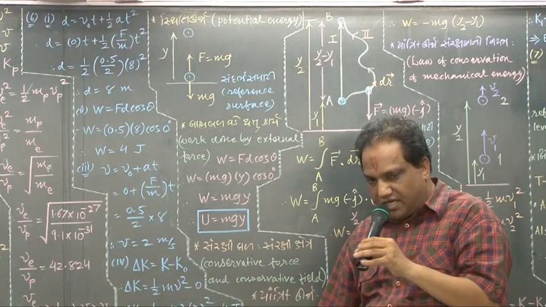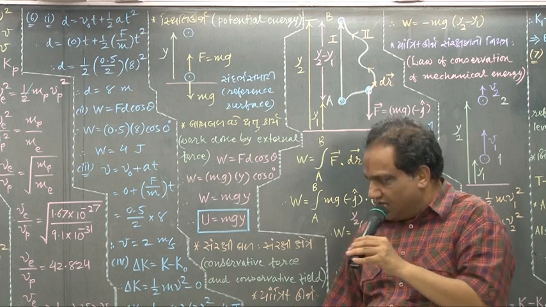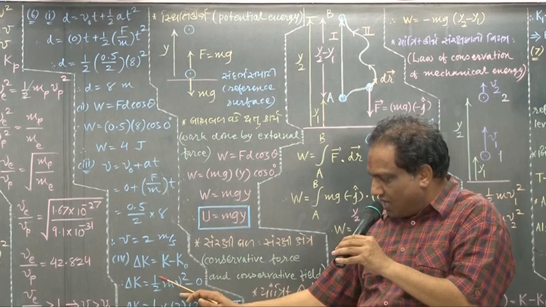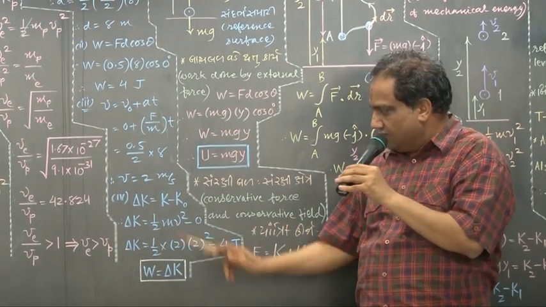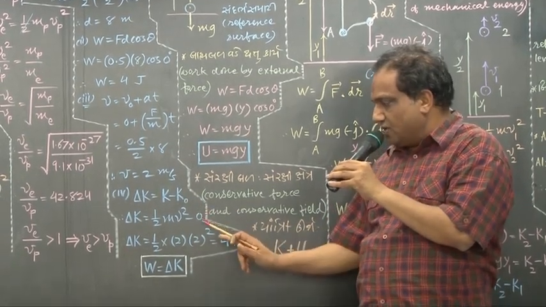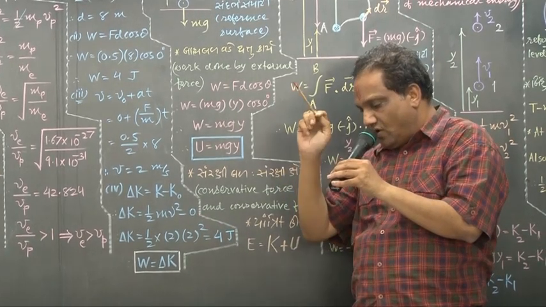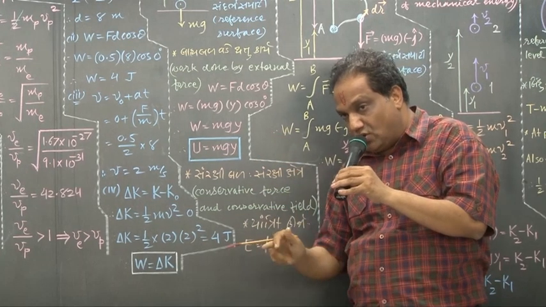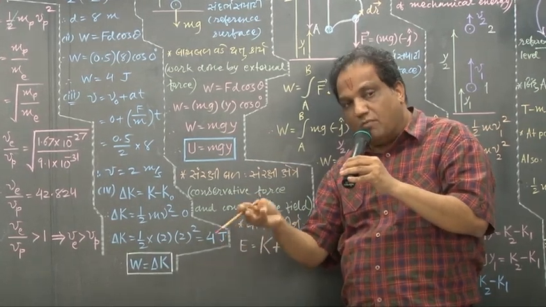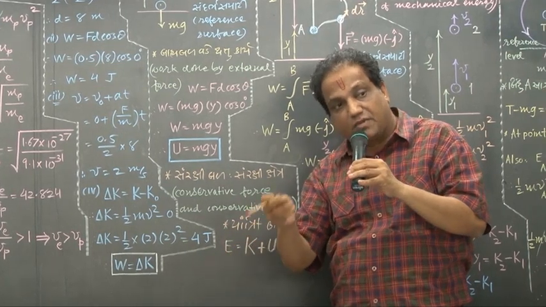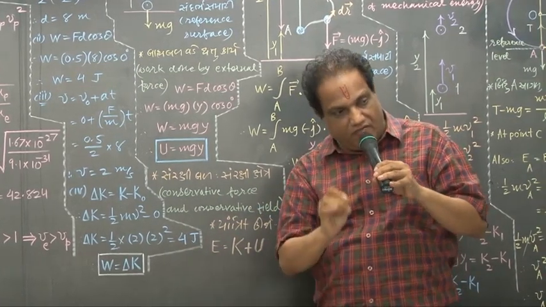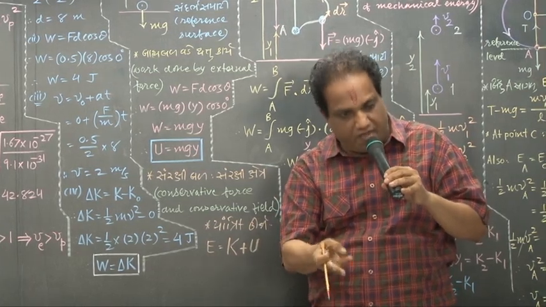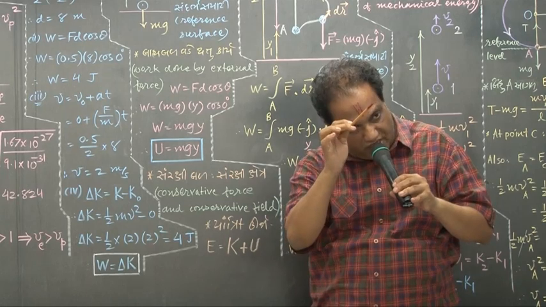What about change in kinetic energy? Change is final minus initial, K minus K0. What is final kinetic energy? Come on, half mv square. And what about initial kinetic energy? I should take 0 because the body starts from rest. Remember, whenever any body starts its motion from rest, its initial velocity, momentum and kinetic energy would be 0. Initially it will be 0.